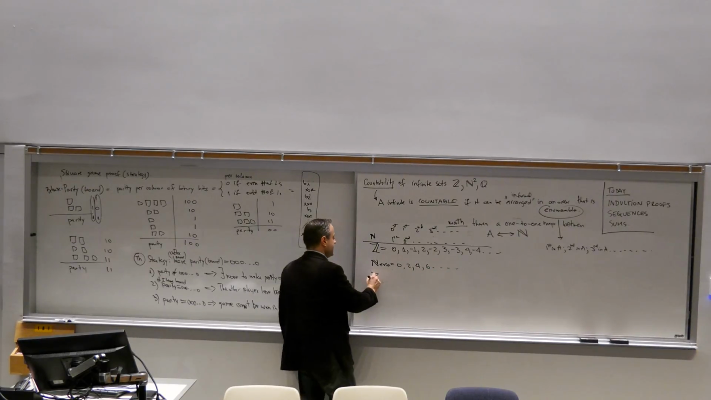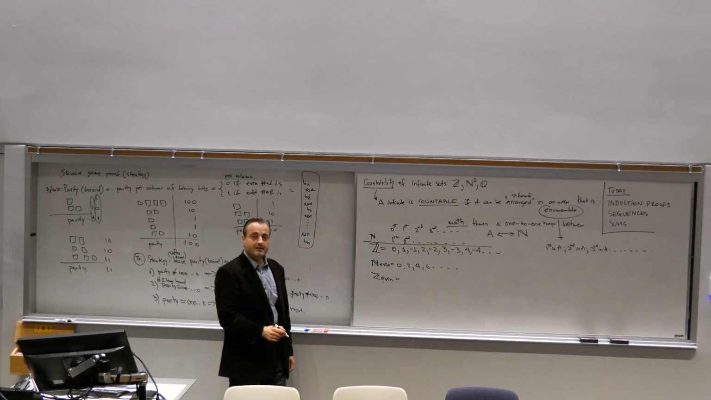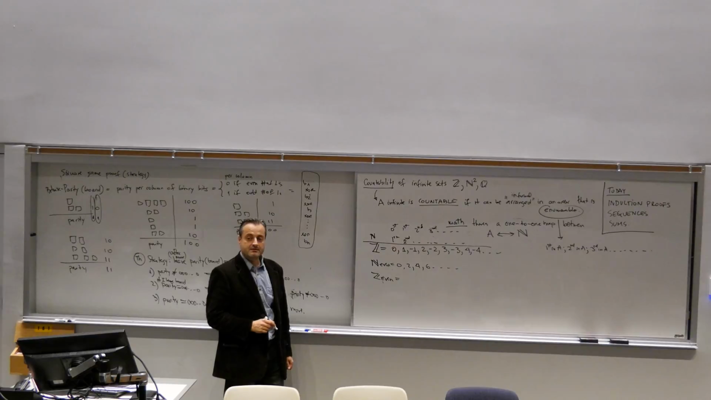What if I want the even Z? Is that countable? The set of all integers that are even. How do I do that?